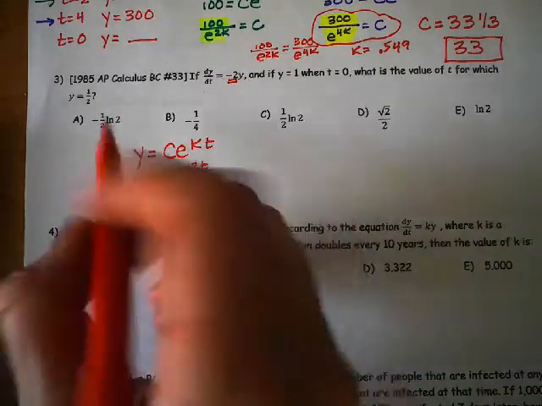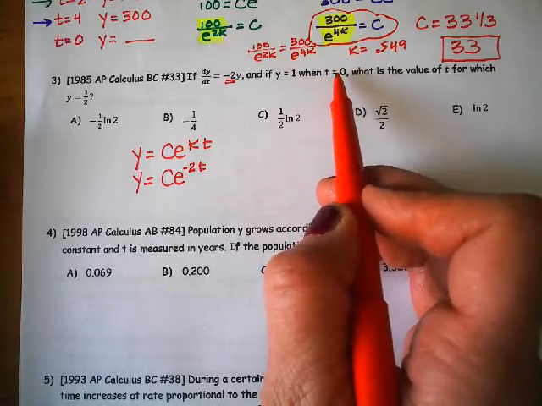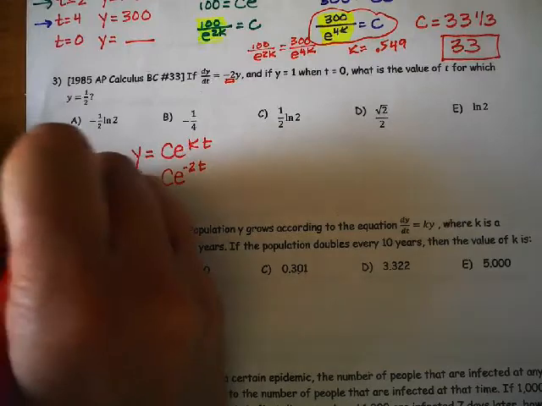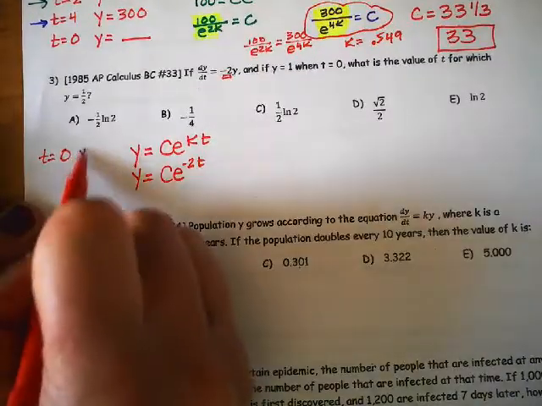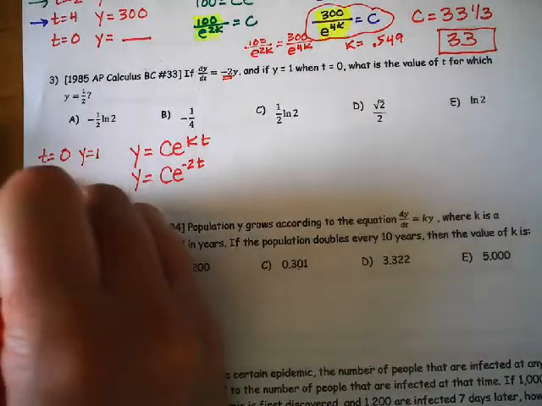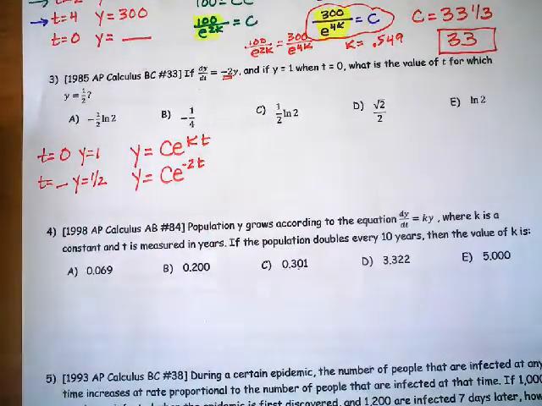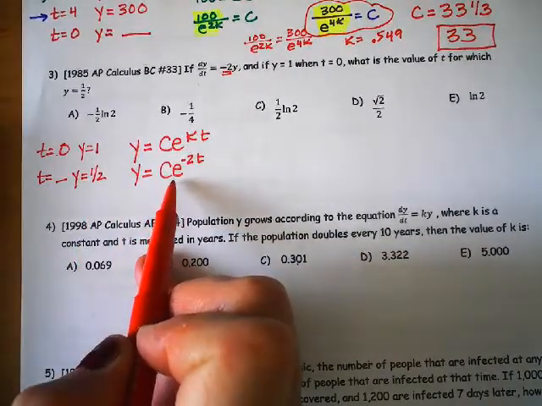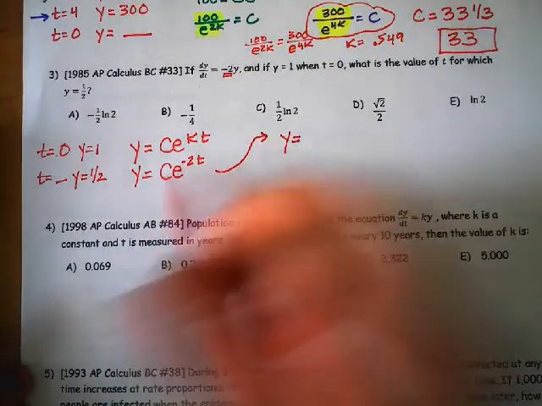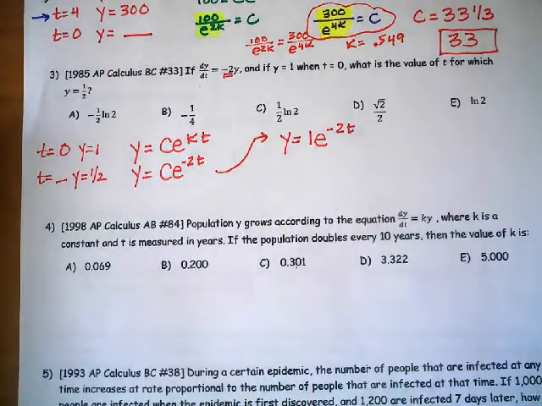Okay, so let's read the problem. It says, if y equals 1 when time equals 0. So we might want to write that down. It says time equals 0, y equals 1. What is the value for t, so we're looking for t, when y equals 1/2? Well, at time 0, that's really the initial condition. So I can really rewrite this equation as my initial condition was 1. That's what my equation looks like.